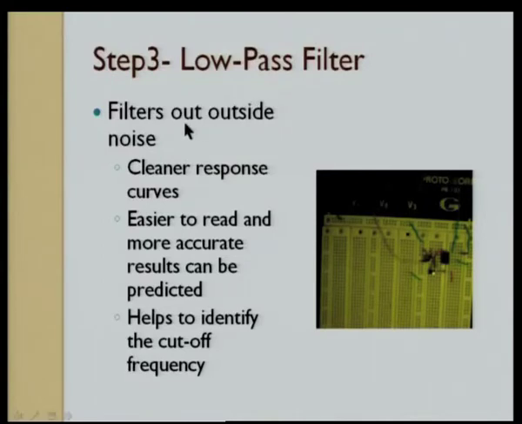Why do we need this? Because when we measure the responses, the experimentally measured responses are polluted with noise. In order to get a cleaner response, which is easier to read, more accurate results can be predicted by passing it through a low pass filter. It also helps to identify the cutoff frequency because it gives us the frequency sweep, whether we are working in the correct frequency regime for which the control is to be enforced.